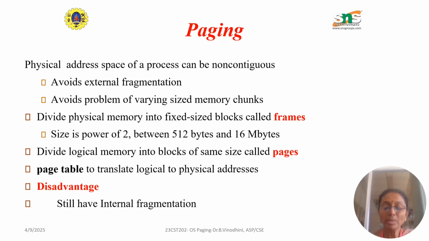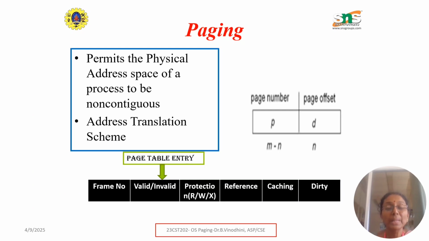The disadvantage in the paging concept is that we still have internal fragmentation. Already we know what fragmentation is. Internal fragmentation means the waste of space within the partition. External fragmentation means we have enough space to store the new process, but it is not in a continuous manner. In paging, mainly we use the address translation scheme.